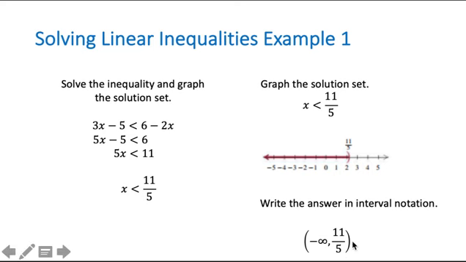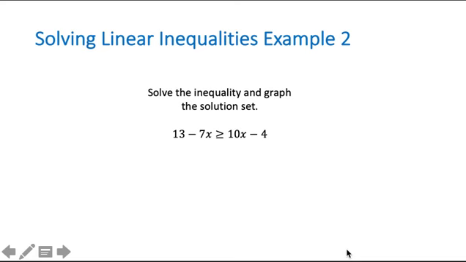Okay, let's look at example 2. Now example 2 is 13 minus 7x is greater than or equal to 10x minus 4. All right, so we solve that like it's an equation. We're going to combine our x's together by subtracting 10x from both sides. And then we'll subtract 13 from both sides. And then divide by negative 17. And remember, because we're dividing by a negative, we have to change the sign.